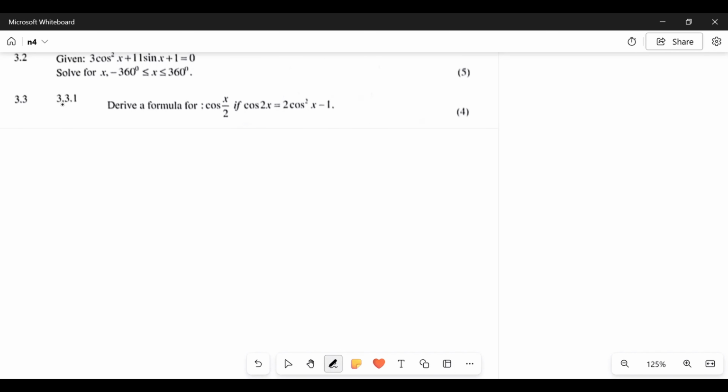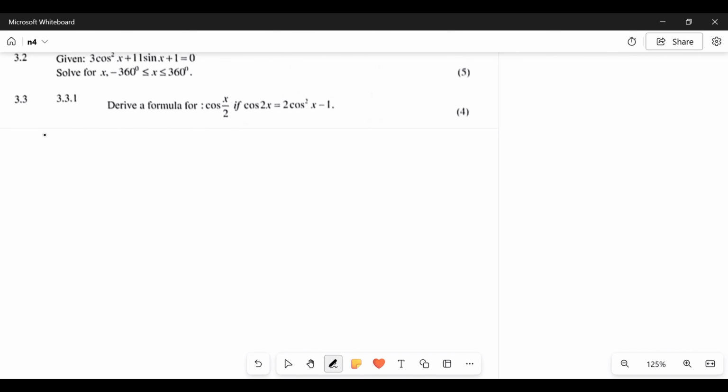Now 3.3 has two questions, so we're going to start with 3.3.1, where they want us to derive a formula for cos x over 2 if cos 2x is equal to 2 cos squared x minus 1. They just want us to derive the half angle. Let's do it. So we are given this problem here. They want us to derive half angles here for cos.